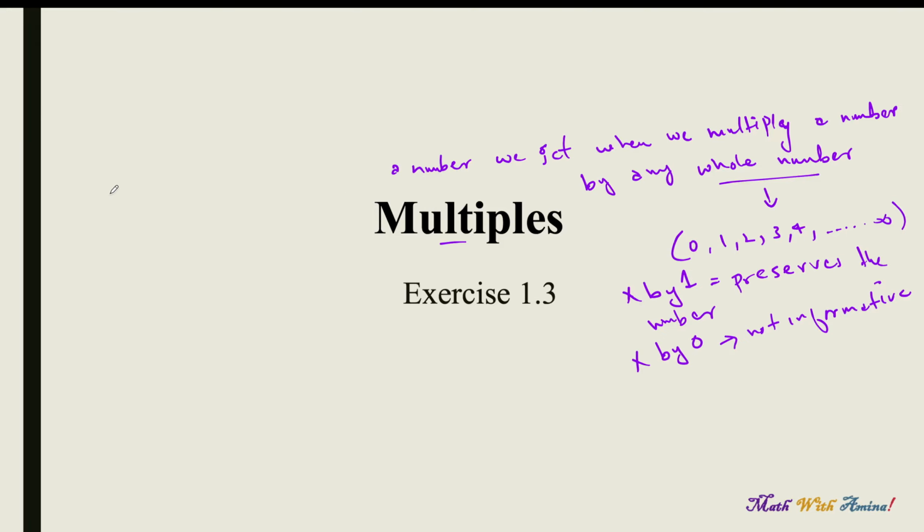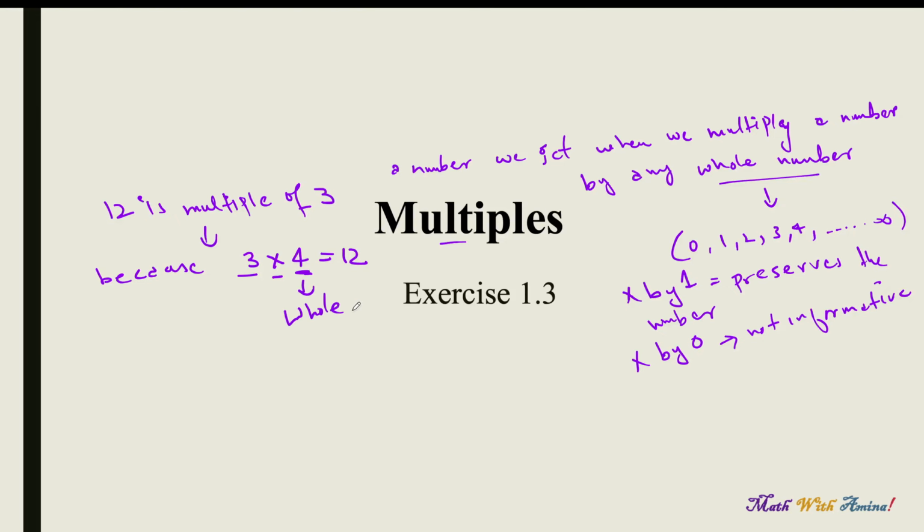So let's say we say 12 is a multiple of 3. Why do we say that? Because 3 multiplied by 4 is equal to 12. So 3 is the number that we multiply by a whole number, and this is the multiple itself.